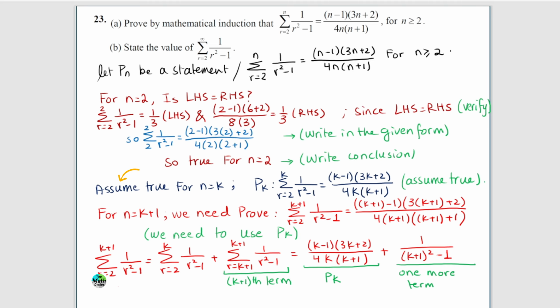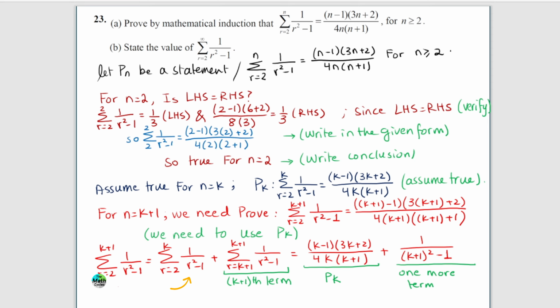Second step, assume true for n equals k, and here you need to copy-paste the given statement and replace n by k. For n equals k plus 1, I need to prove that the summation that starts from 2 and ends at k plus 1 gives me this answer. Let's break this series down. This series starts from 2 and ends at k plus 1. So the summation of r equals 2 to k plus 1 of this series is equal to the summation of r equals 2 to k plus one more term, which is the k plus 1 term.